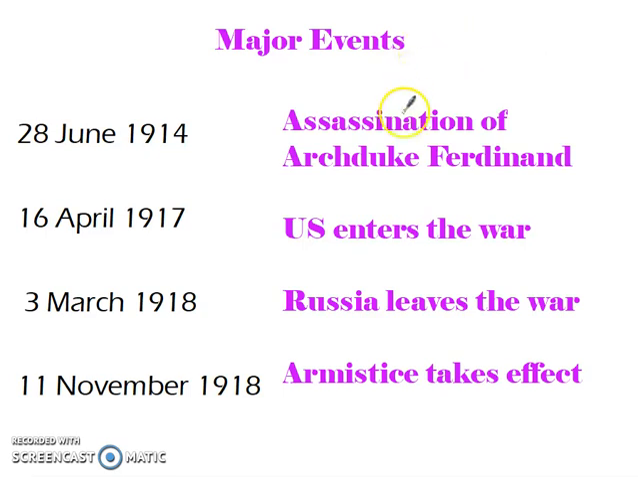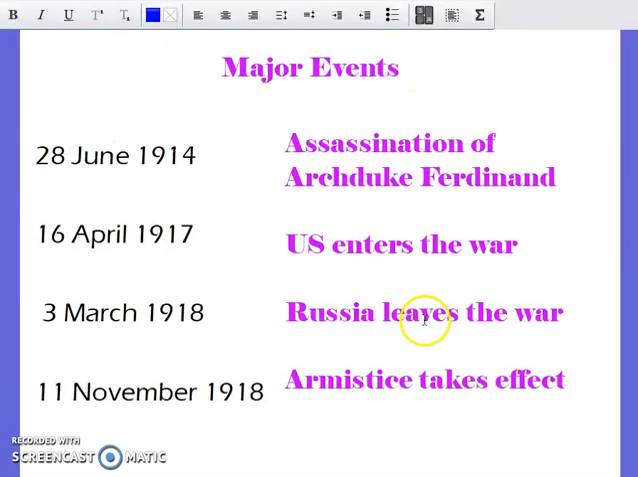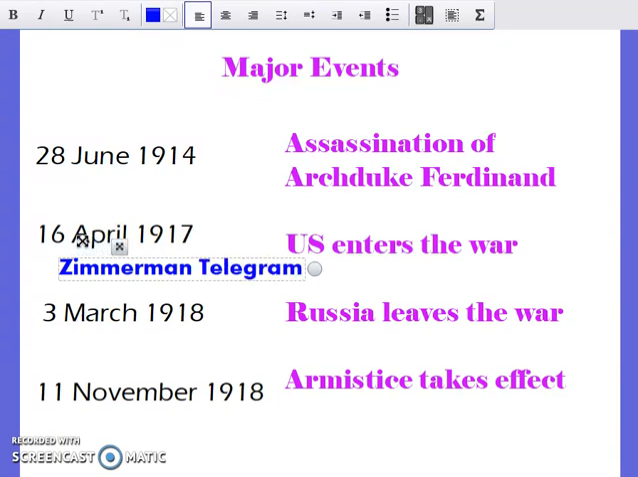Number 1, we've already covered the assassination of Archduke Ferdinand. Number 2, the United States, you can see, gets into the war 3 years later. There are 2 things that cause that. There's the Zimmermann telegram, which was sent from Germany to Mexico, asking Mexico to attack the United States and keep the United States out of the war.